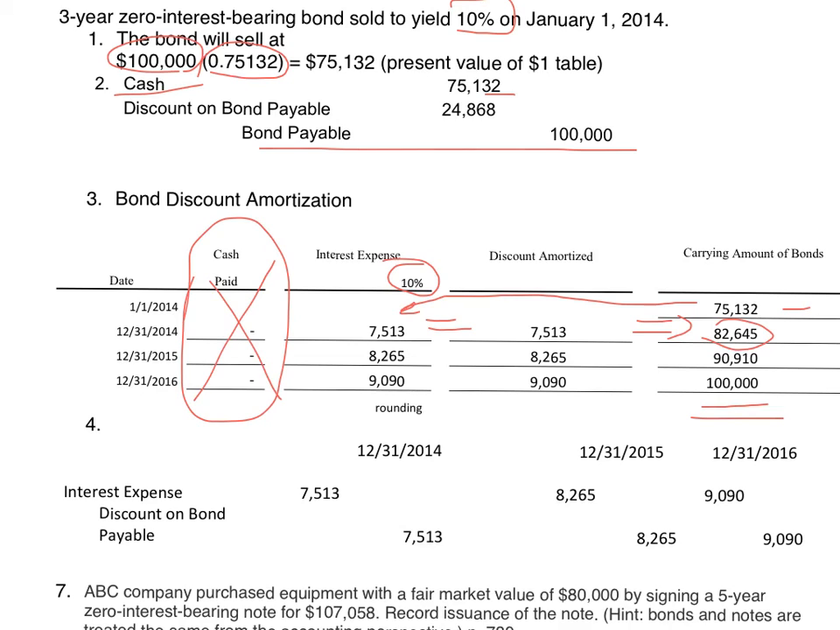Take a look at the journal entries every year for your discount amortization. Discount amortization will be the same as your interest expense. And as you notice, there's no cash credited as we normally see. That's it. They're not as scary. Just a couple of differences from your regular interest-bearing bonds.